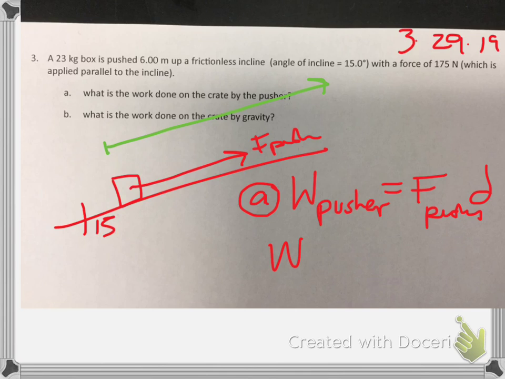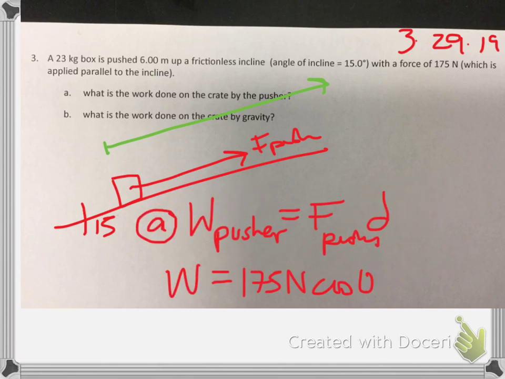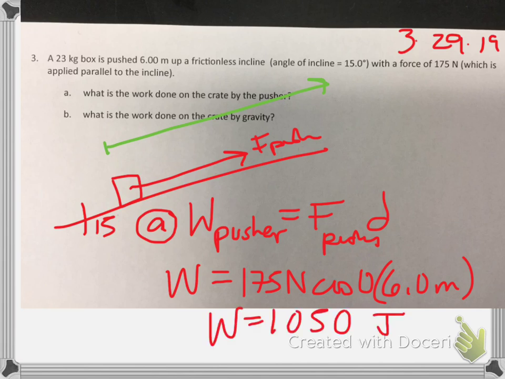So work of the pusher equals 175 newtons. We could say cosine 0 if we want, if we really felt crazy, times the distance, which is 6.0 meters. Okay, what do we get? And we've got 3 sig figs, we can leave it alone, 1,050 joules. Lots of people got that part.